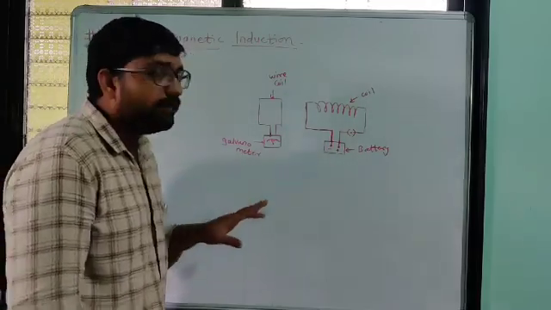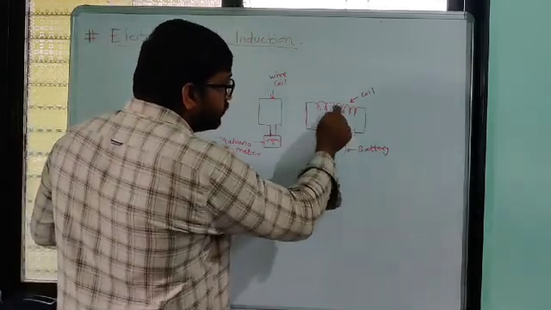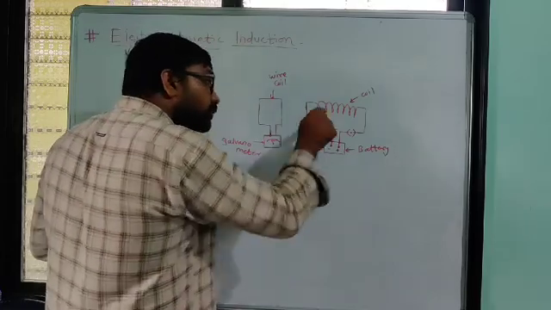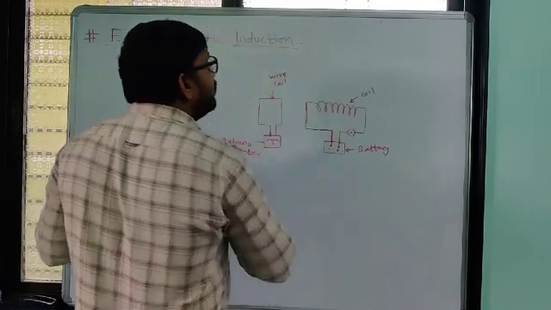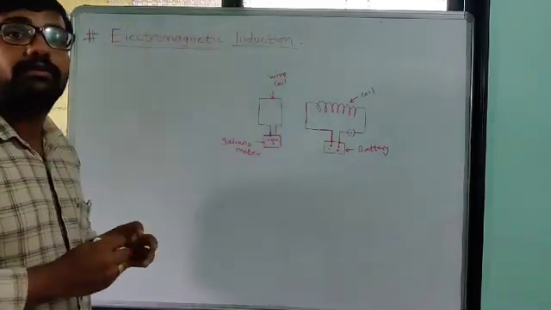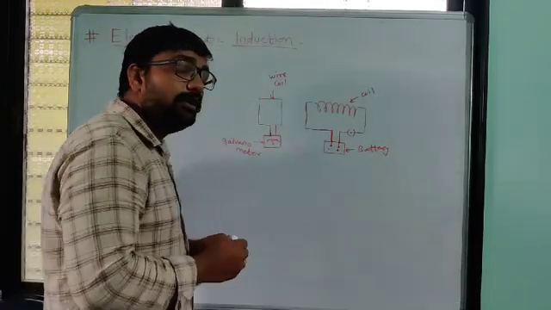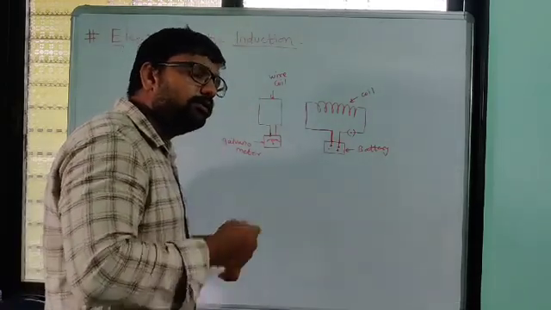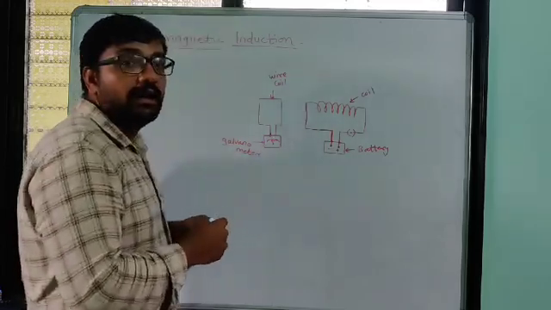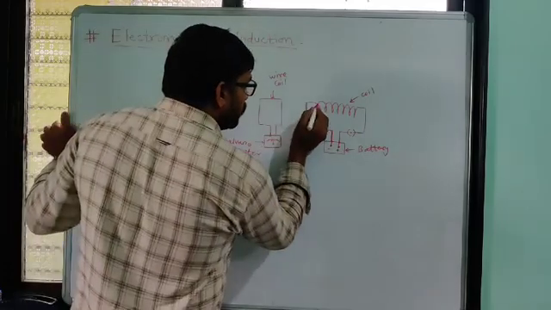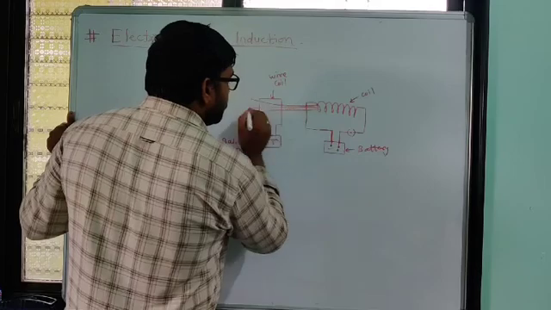But as we start the flow of electric current, the current will flow through these coils, and due to the flow of electric current through these coils, a magnetic field is generated around this coil. If electricity flows through a conductor, at that time a magnetic field is generated around that conductor, so production of a magnetic field takes place.